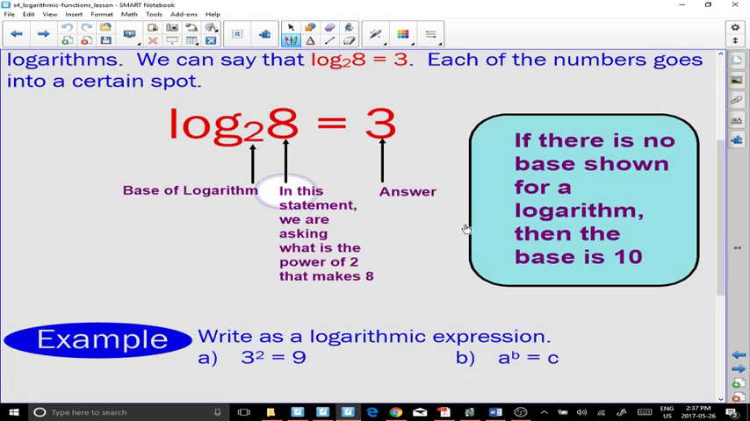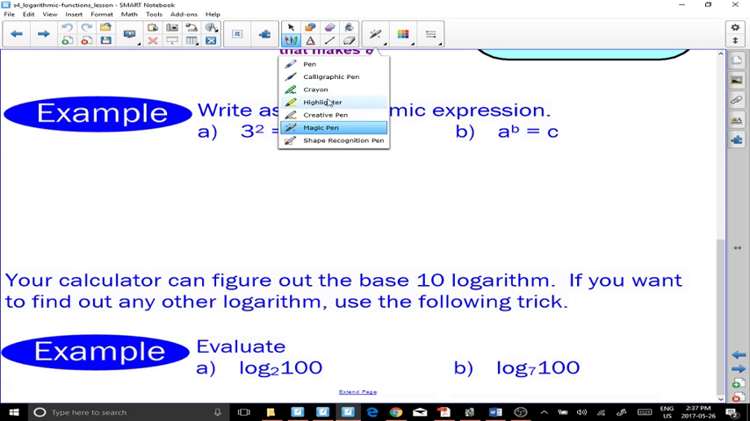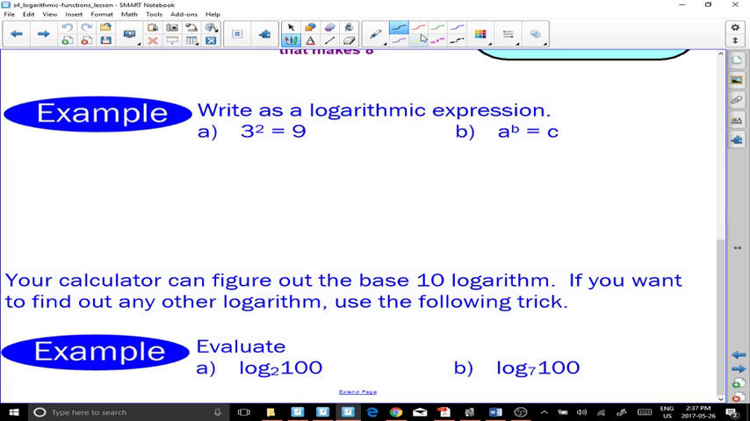Now what we want to do is just see how we understand that. In other words, we want to see if we can translate 3 squared equals 9 into a logarithmic expression. Okay?